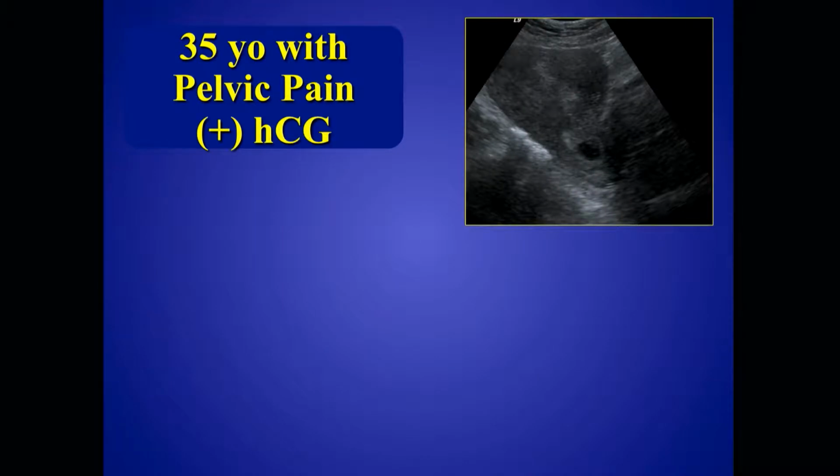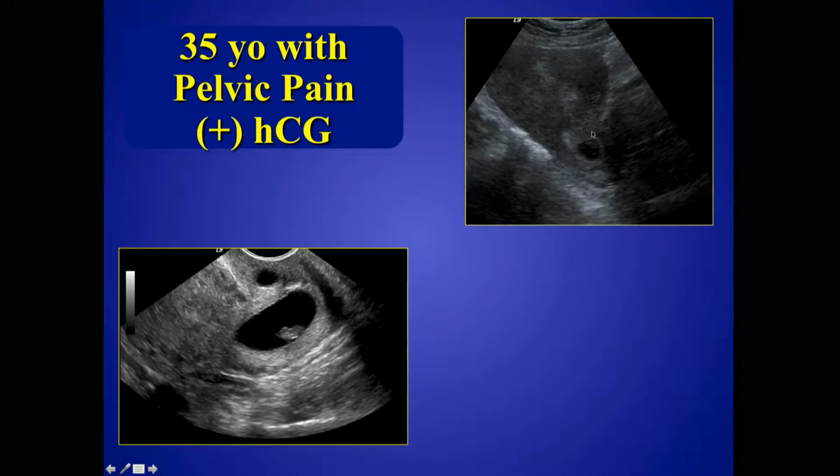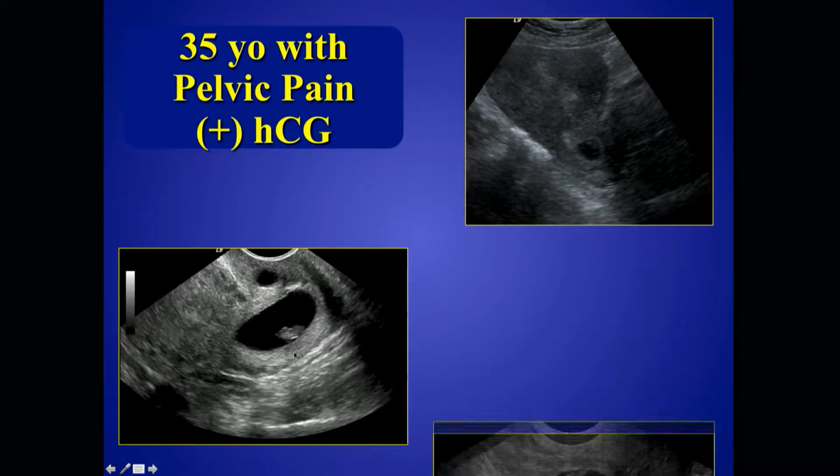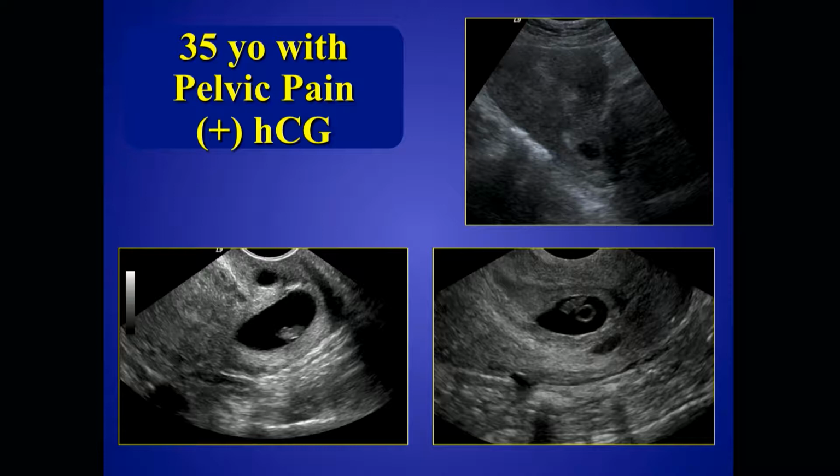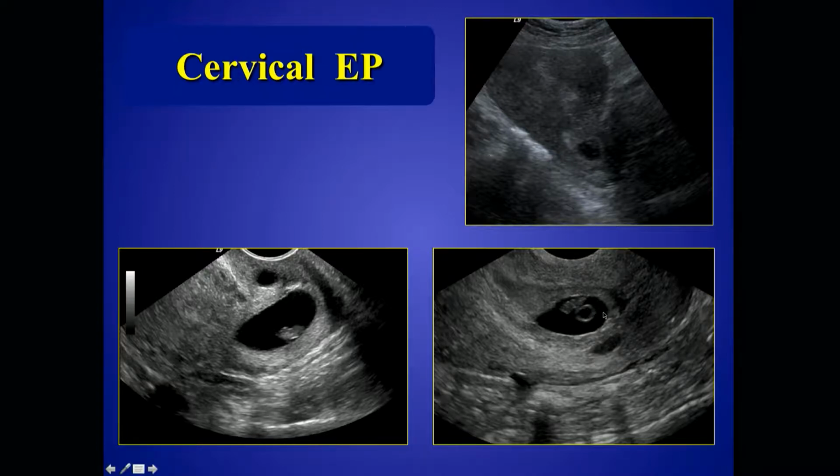Now, there are other cases where things can be a little bit confusing. Here's a 35-year-old with pelvic pain and a positive pregnancy test. We notice in this particular case that the sac is extremely low in the uterus. This is a transabdominal view, and here's the fundus, and you can see the sac is all the way down here. When we do the vaginal scan, we can see, wow, this is really low. This is really bulging into the cervical canal. In this case, you can see there's a yolk sac, there's an embryo, there's a heartbeat. So what we're really dealing with here is a cervical ectopic pregnancy.